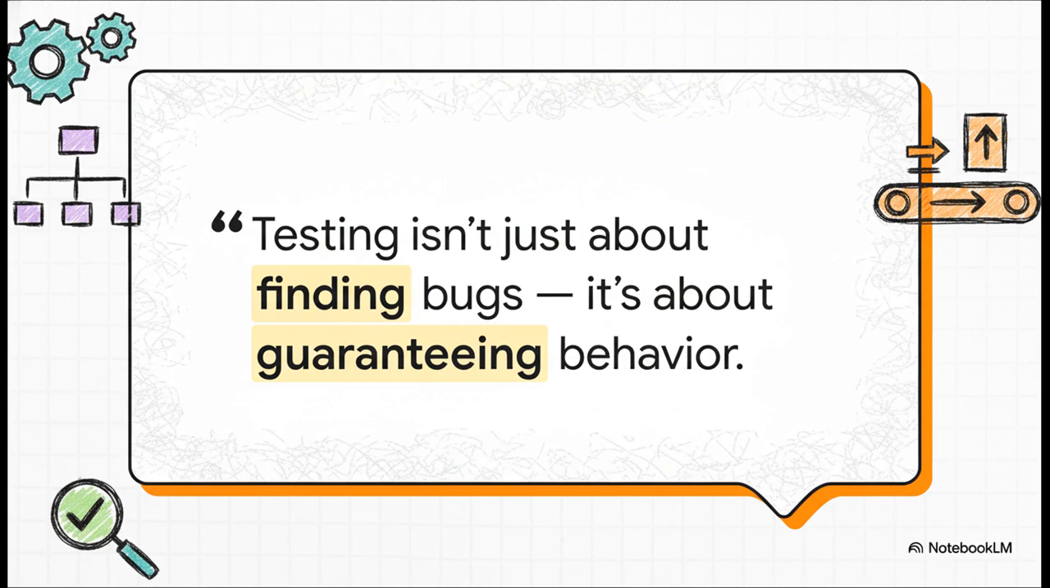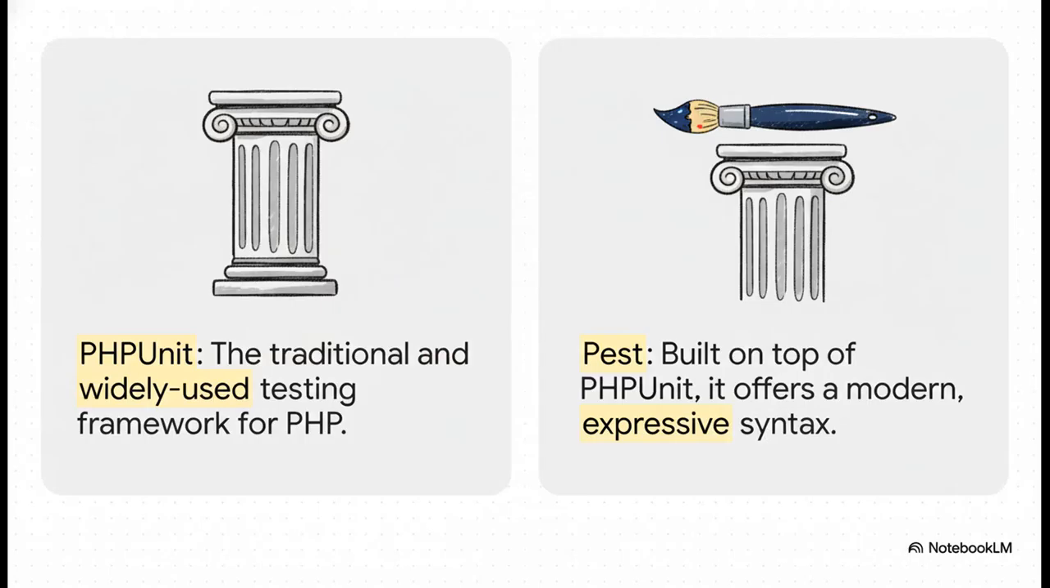This is a really key mindset shift in modern development. Testing isn't some chore you do at the very end. It's a proactive strategy. It's all about writing code that proves your application behaves exactly like you expect it to. This gives you the confidence to refactor, to add new features, and not have to worry about breaking everything that already works. For years and years, PHPUnit has been the undisputed king of testing in PHP. It's robust, it's feature-rich, and it's used everywhere.